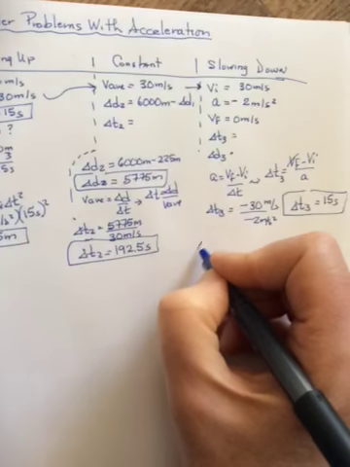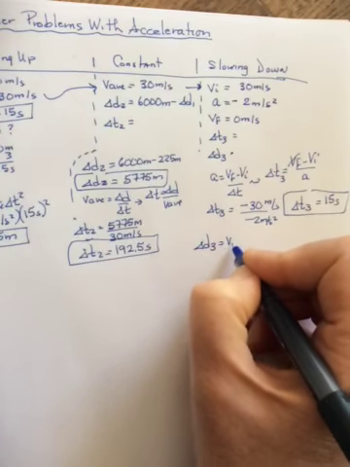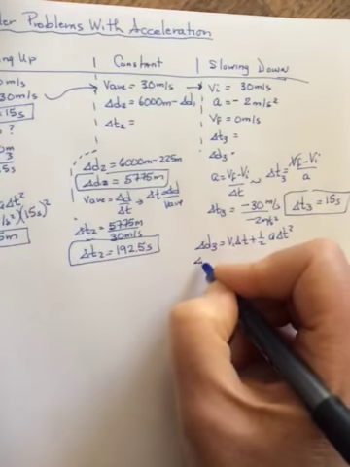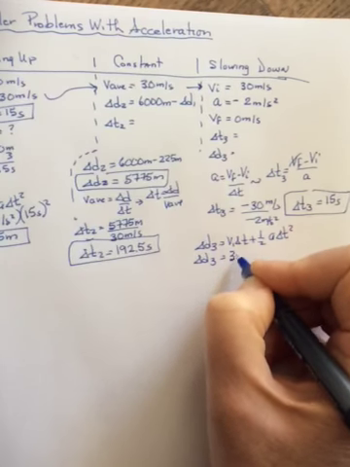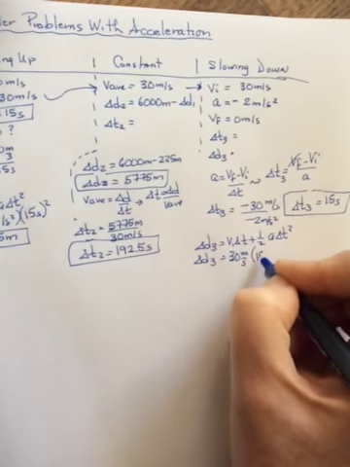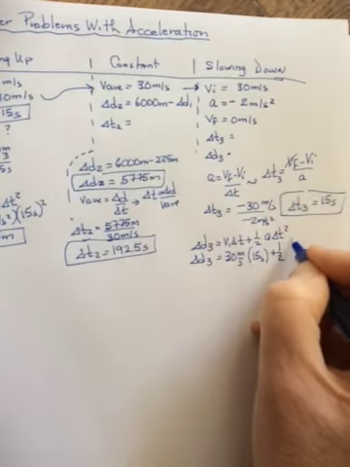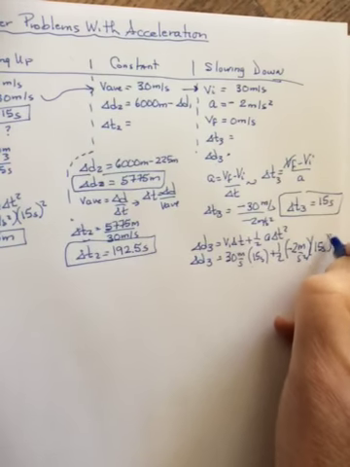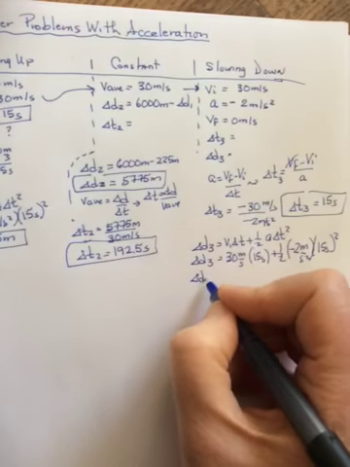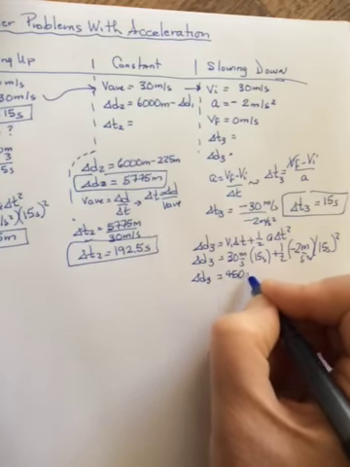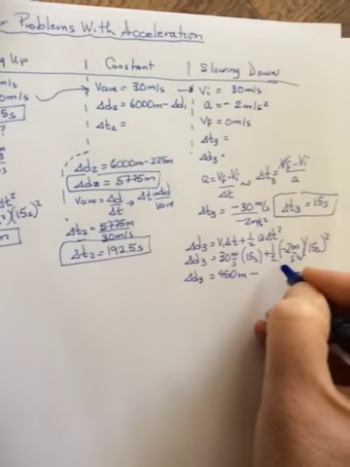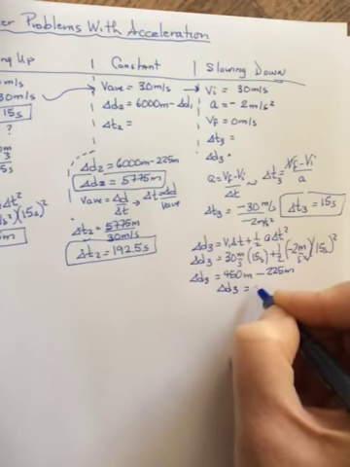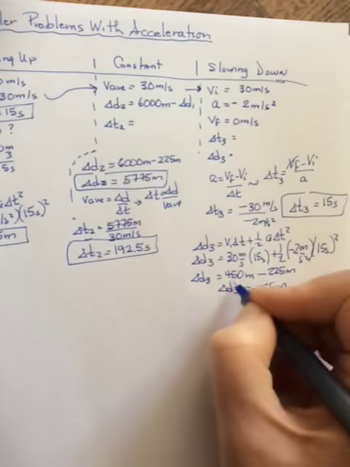Now that I have T3, I can get D3. Delta D3 is equal to VI delta T plus 1/2 A delta T squared. Delta D3 is equal to 30 meters per second times 15 seconds plus 1/2 times negative 2 meters per second squared times 15 seconds squared. So the first term is 450 meters, and the second term is minus 225 meters. So delta D3 is equal to 225 meters.